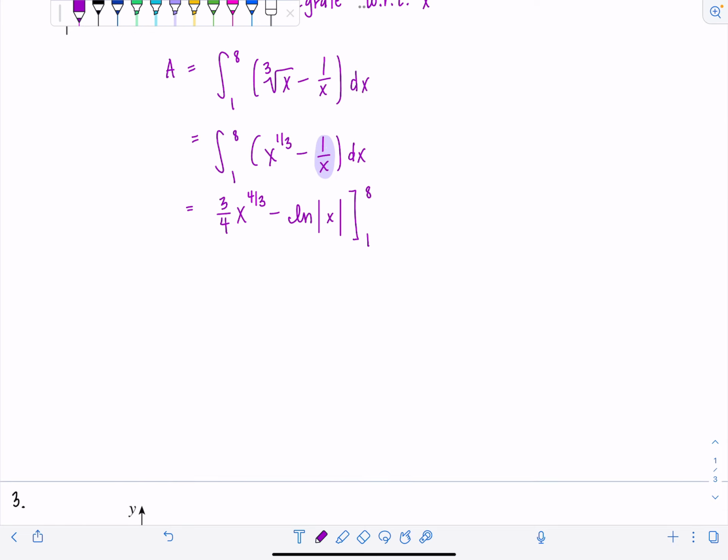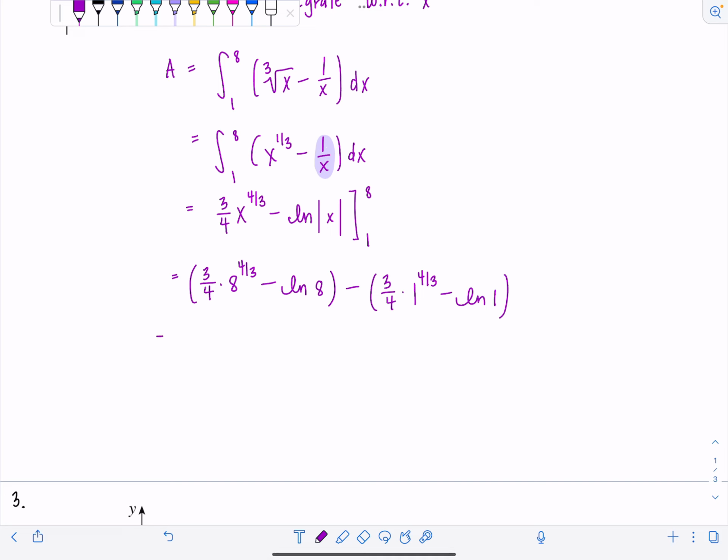Now I'm going to substitute in my limits of integration. So I'm going to have 3/4 times 8 to the 4/3 minus ln. Now, when I put in 8 for x, that's already positive, so I don't have to write the absolute value anymore. Ln of 8 minus, this is 3/4 times 1 to the 4/3 minus ln of 1.